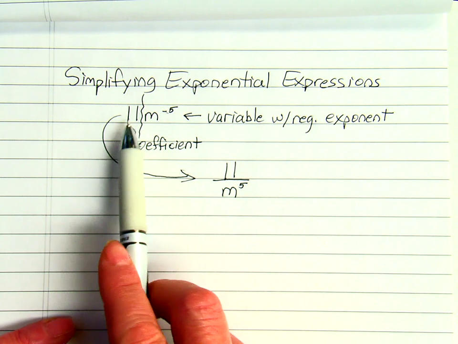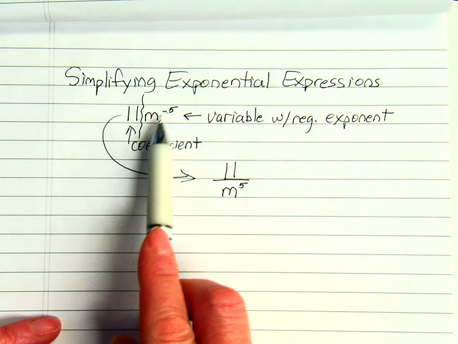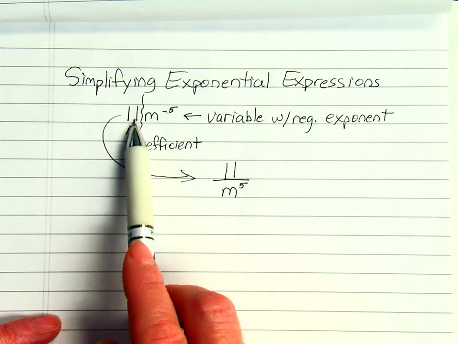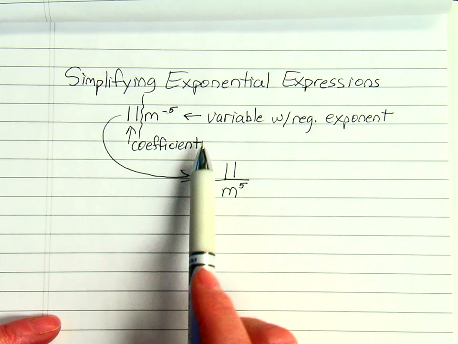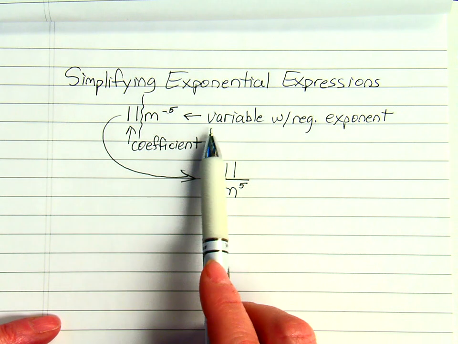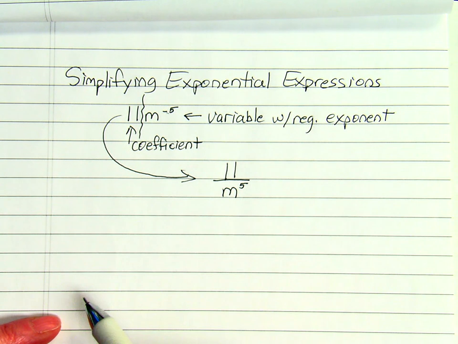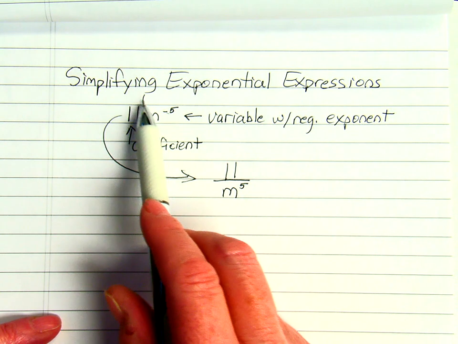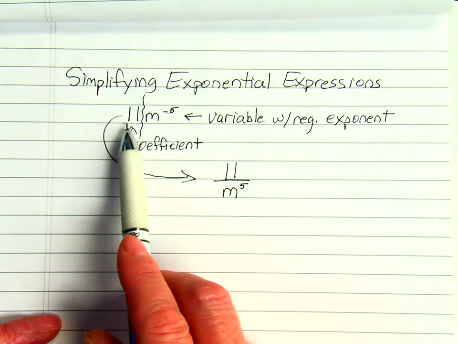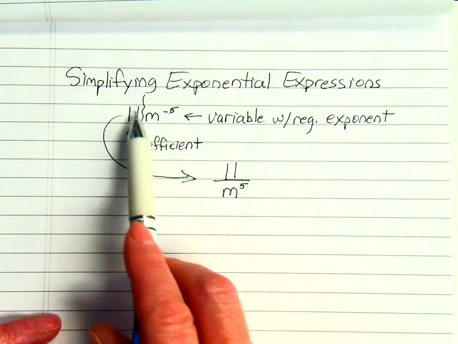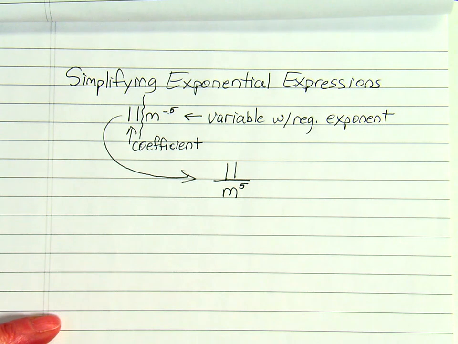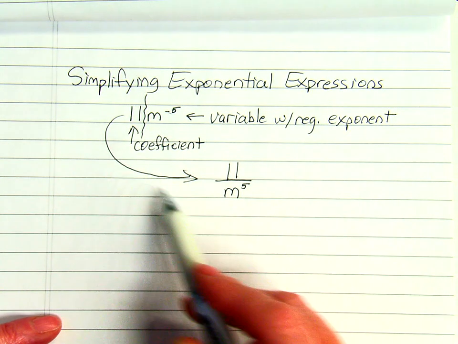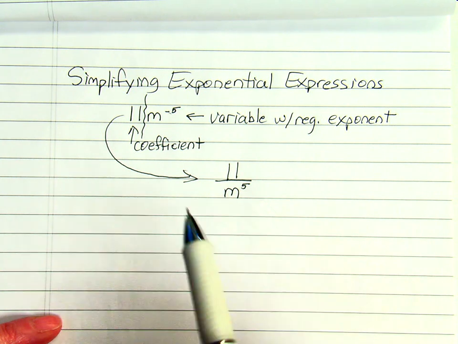Okay, so we started out with 11m to the negative 5. What I've done here is I've shown us that the 11 is our coefficient. The m to the negative 5, that is our variable with a negative exponent. And we look at these as two separate entities. Notice I have separated them here. This 11 is a whole number. So if we're going to look at it in terms of fraction, that 11 would be, of course, a numerator.